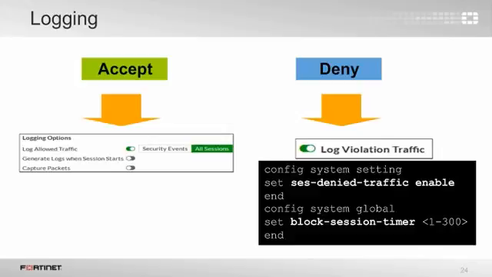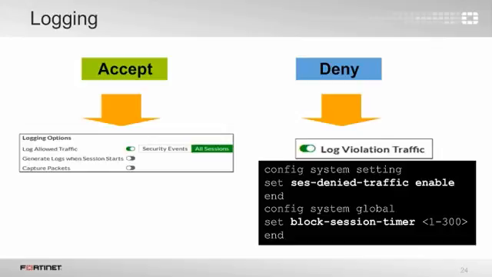This creates the denied session in the session table, and, if the session is denied, all packets of that session are also denied. This option is in the CLI and is called SES Denied Traffic. You can also set the duration for blocked sessions. This determines how long a session will be kept in the session table by setting Block Session Timer in the CLI. By default, it is set to 30 seconds.